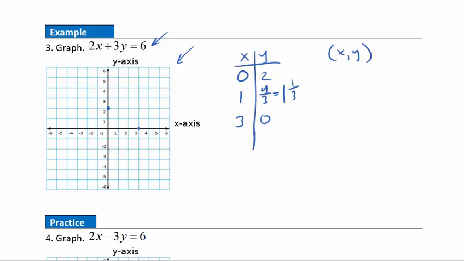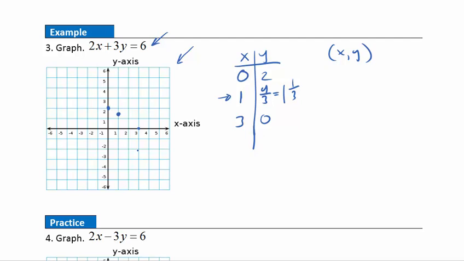So let's go ahead now and use this as our checkpoint, because even though it's not a nice clean one to graph, it's going to work fine for a check. So I go over 1, up 1 1/3, which is about right there. And notice that point lines up nicely with our other points. So when you get 3 points that line up like that, you know you've not made a mistake, and you know that you're ready to go ahead and graph the line.